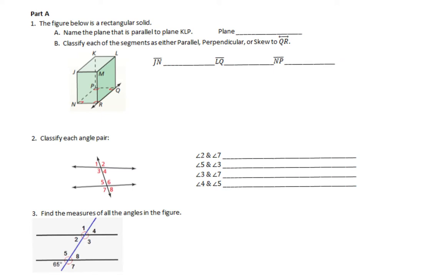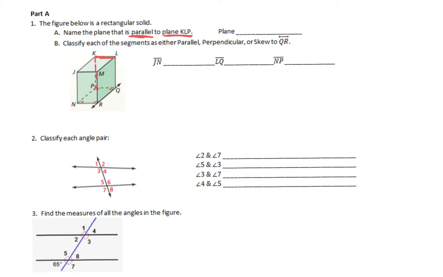Alright, here we go, Part A. The figure below is a rectangular solid. Name the plane that is parallel to plane KLP. So we can underline the important stuff there, but we need to find plane KLP. Plane KLP is the side of this box that has K, L, and P.